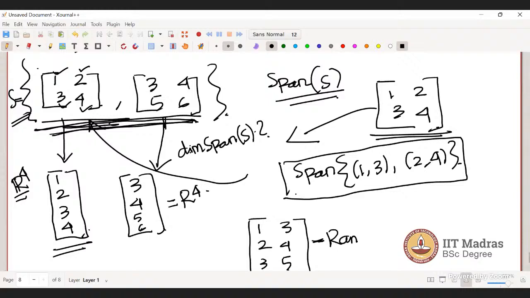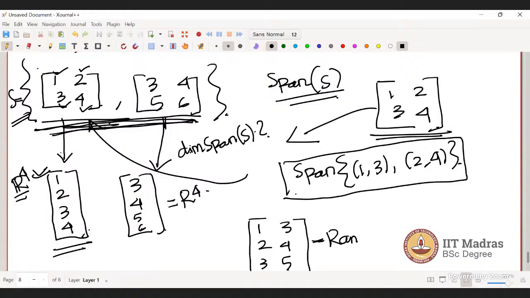I just want to know, not going into the spanning part, if I want to draw these two matrices into vector form, can I write 1 2 as one vector and 3 4 as another vector? Suppose x is the first column and y is the second column.